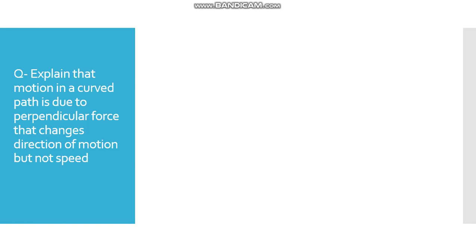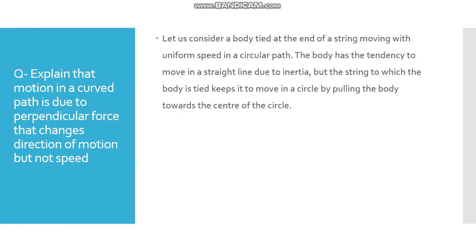Now there is a question: explain that motion in a curved path is due to perpendicular force that changes direction of motion but not speed. Let's look at the answer. We consider a body tied at the end of a string, moving with a uniform speed in a circular path. The body has a tendency to move in a straight line due to inertia. But the string to which the body is tied keeps it moving in a circle by pulling the body towards the center of the circle. So what does this mean?